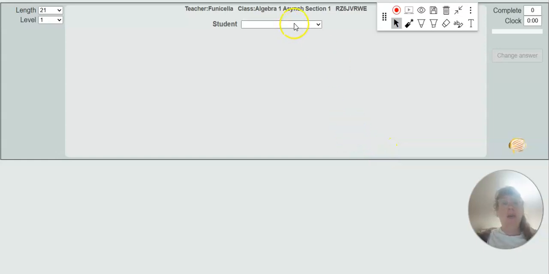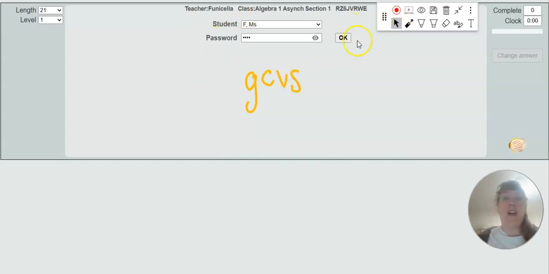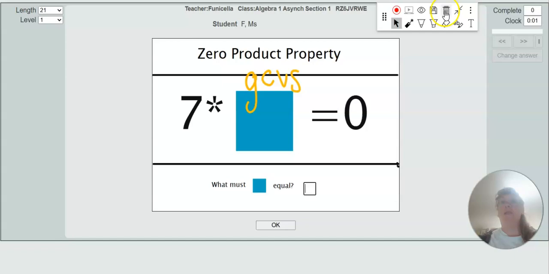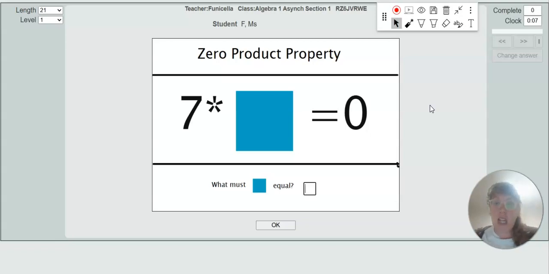Hello everyone. We're going to be taking a look at the 8.2 quiz assignment. So you're going to type in the password, all lowercase GCVS, after you find your name in the drop down menu. Once you do that, you can hit OK, and you're going to see the first slide of this quiz activity.